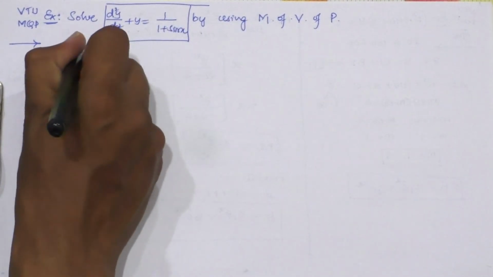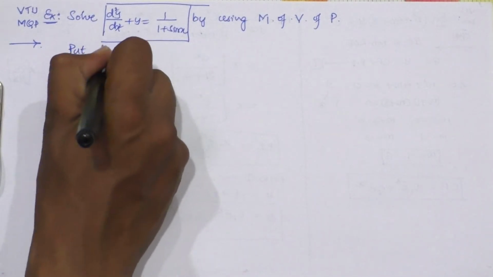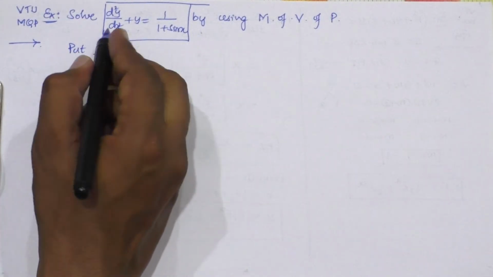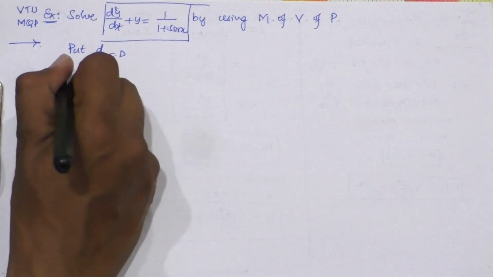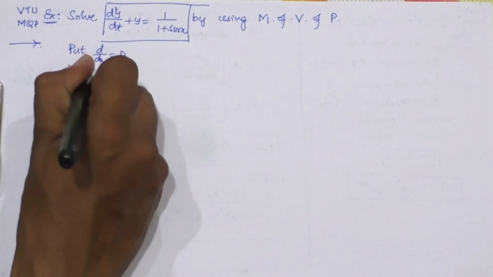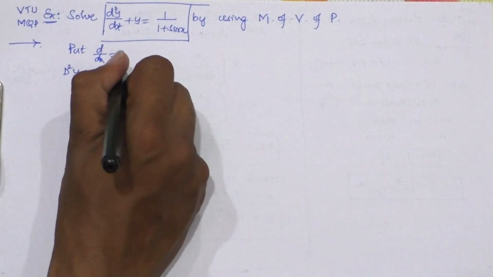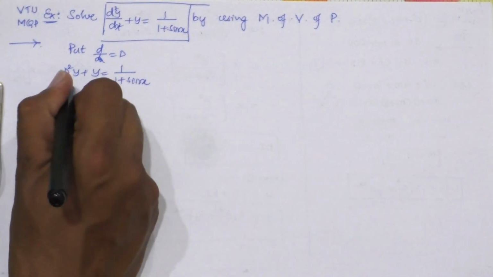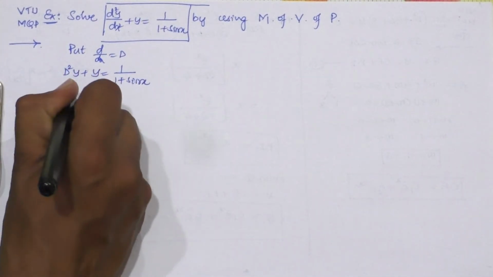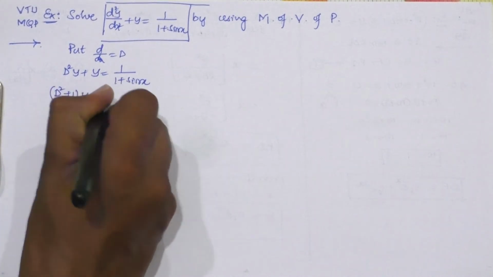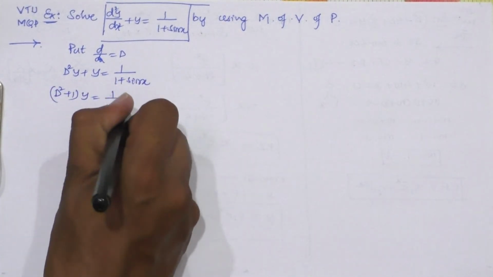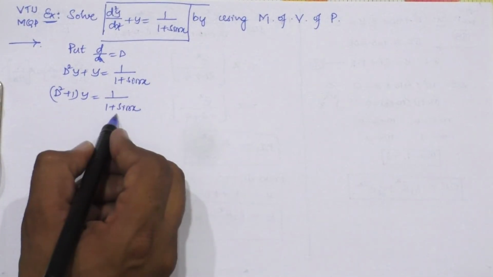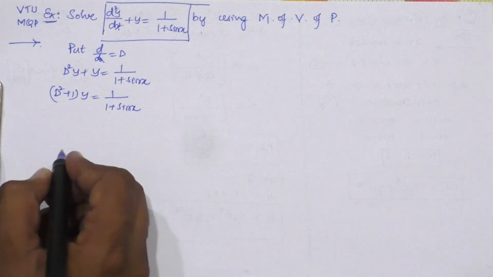Put d/dx equal to capital D. When you substitute d/dx equal to D, d²/dx² becomes D², so D²y + y = 1/(1 + sin x). Now y is common here, so (D² + 1)y = 1/(1 + sin x). Now this has y as well as x, so it is called a non-homogeneous equation.